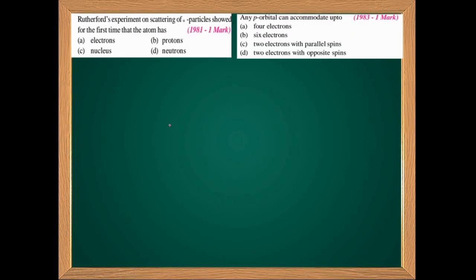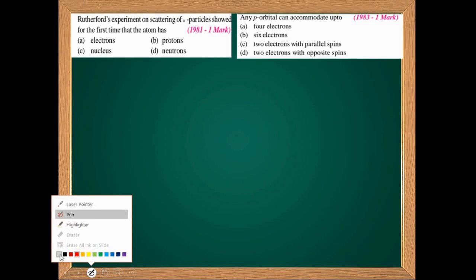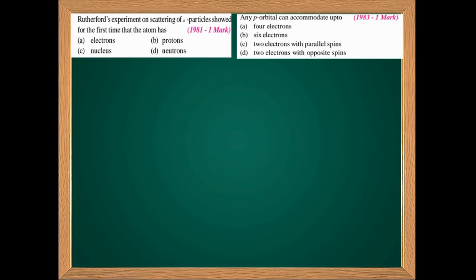Fine. The next question. So I have two small questions, which is why I have clubbed them in one page. In the first question, it is asked: Rutherford's experiment of scattering of alpha particles. Alpha is actually written small, which is a misprint. It is alpha particles showed for the first time that the atom has.